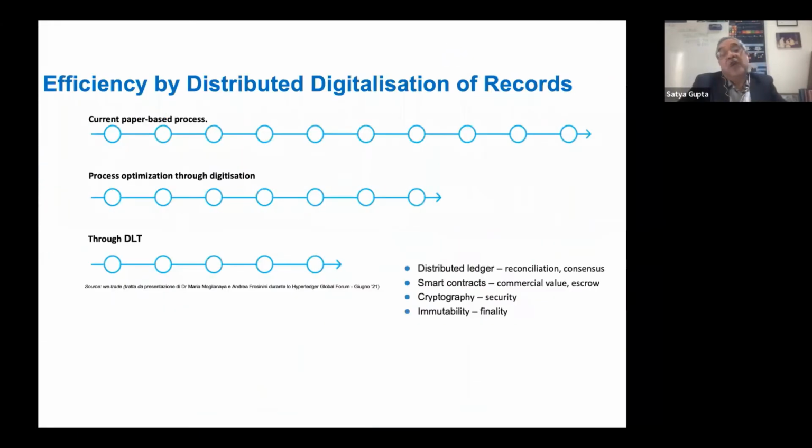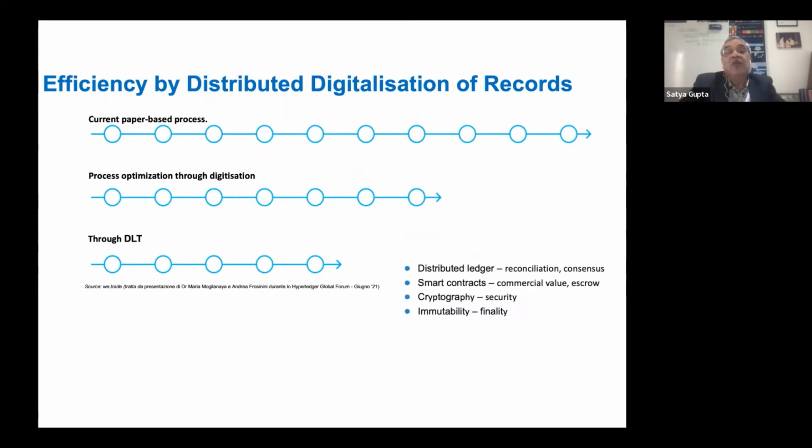Now, there is one thing which comes very clearly here. Why are we talking of efficiency? The blockchain brings efficiency. That is the starting point. It brings so many things, but efficiency, transparency, trust, all these things. But efficiency is very simple to understand. So this is an example.